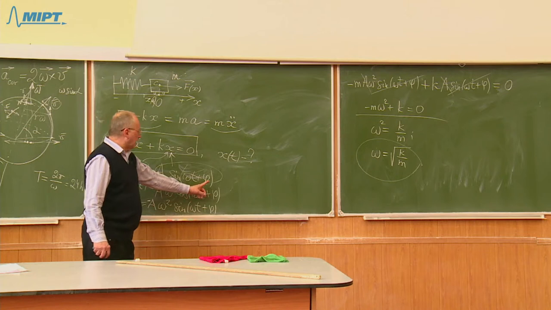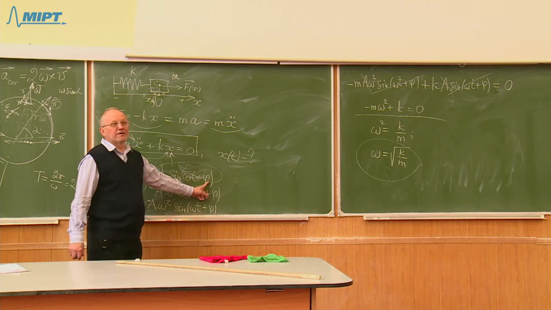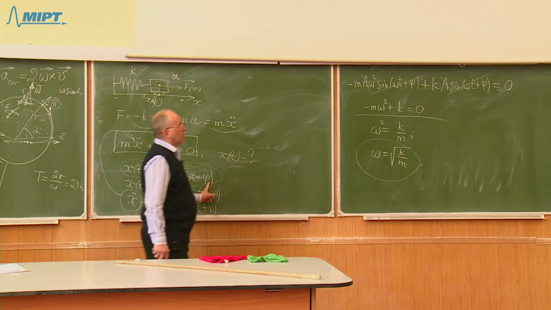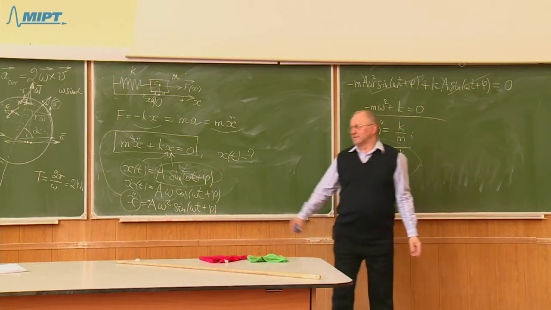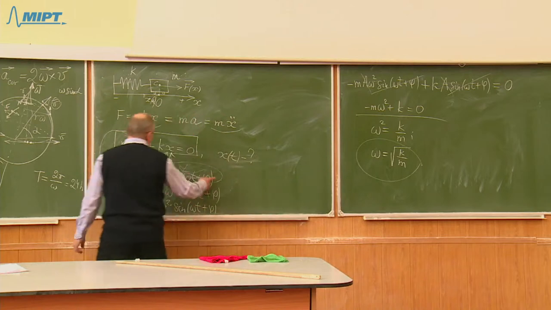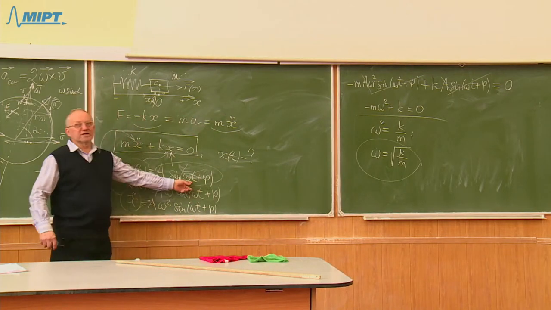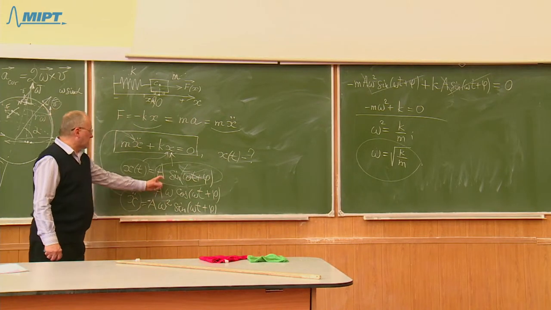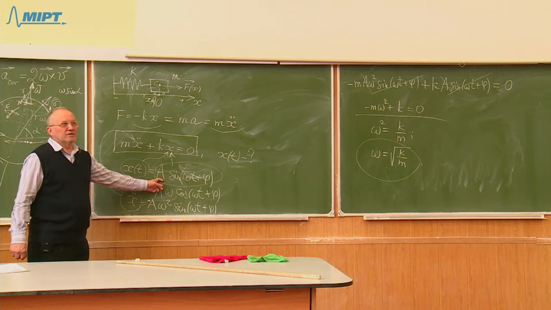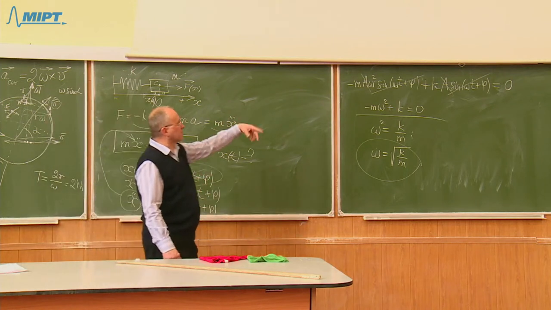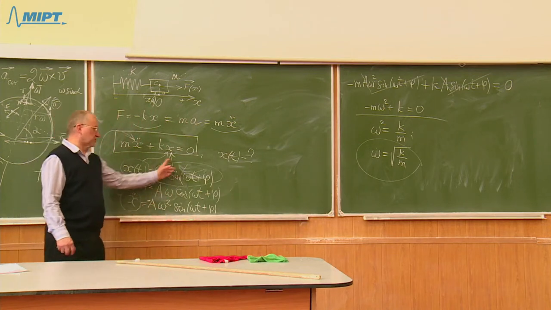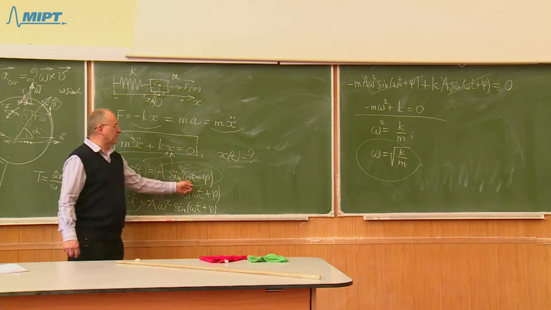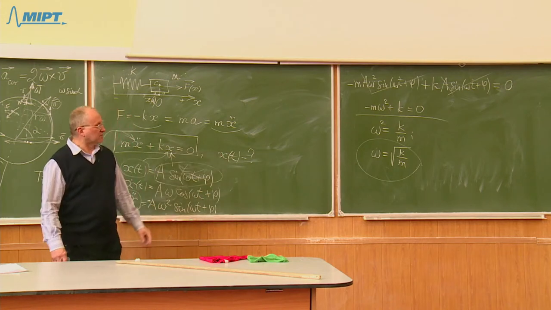Can we choose any phi? Yes, certainly. Phi has canceled. So we may choose any phi in this formula. And then it will be a solution, provided omega is correct. Can we choose any amplitude A? Yes, certainly. Amplitude canceled. And therefore, we may take any amplitude, and this function will be a solution, provided omega is defined by this square root.